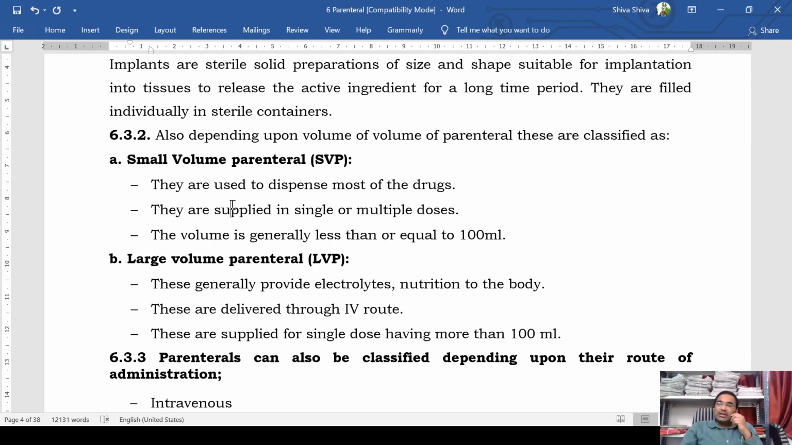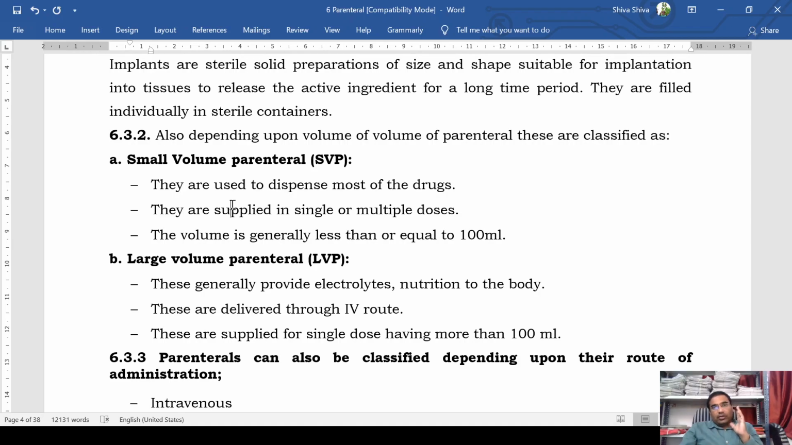They are supplied in single or multi-dose containers. An ampoule is a single dose container. Once you break the ampoule, the physician will inject all the content present in that ampoule into the patient. In case of vials, multiple doses can be obtained by the physician and injected into the patient. The volume is generally less than or equal to 100 ml. Now this is important. Remember this: the volume of small volume parenterals is less than 100 ml.